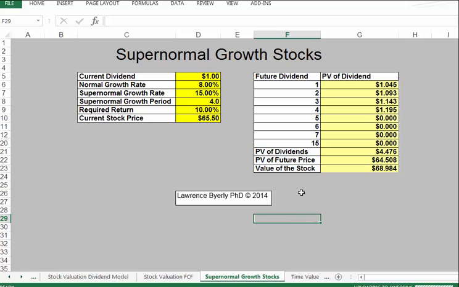So from time to time, it's important to look at companies and say, well, you know, the dividends are not going to grow at a constant growth rate. They are going to have these spurts. And this supernormal growth stock model can help us take that into account. So that is the supernormal growth stock valuation model.